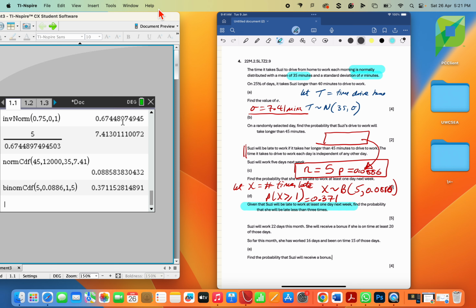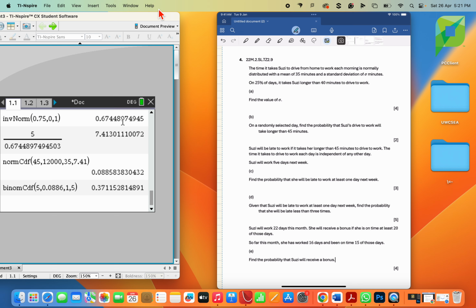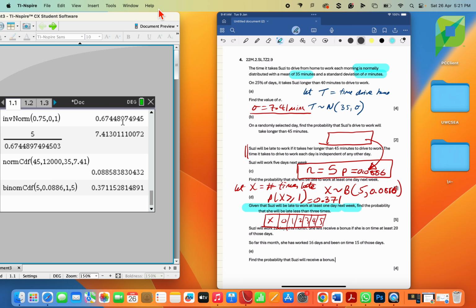Okay then, here's where I'm going to draw a little table of values, because it actually helps me. So here is my table of values for x: 0, 1, 2, 3, 4, 5. Now for each of those there are obviously probabilities attached. Now what we're doing is, given that Susie will be late to work on at least 1 day next week, we're choosing from these probabilities. Find the probability that she'll be late less than 3 times.